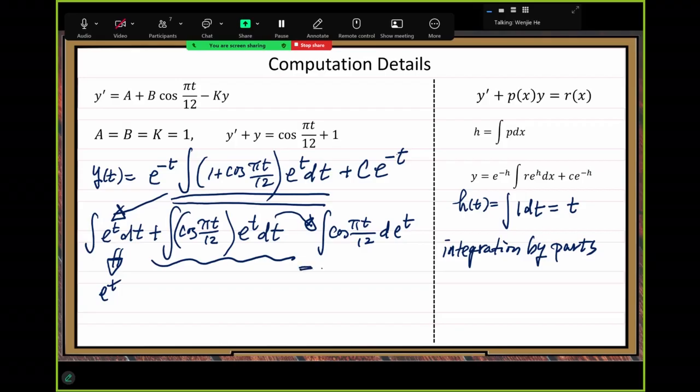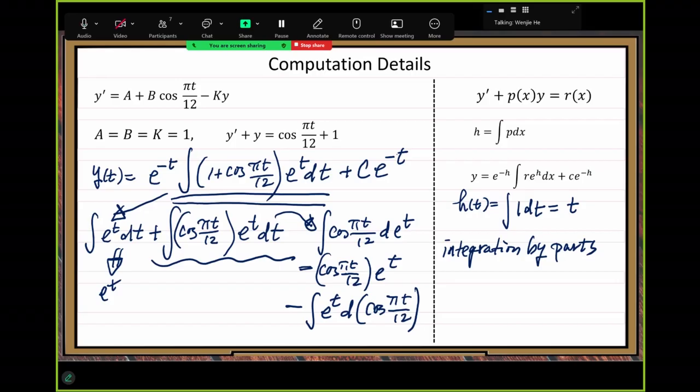So u times v: cosine pi t over 12 times e to the t, minus the integral of v du. For du, you need to take the derivative of cosine pi t. Then simplify it.